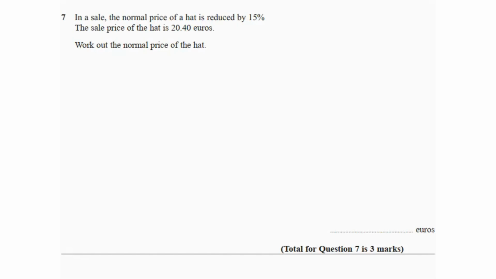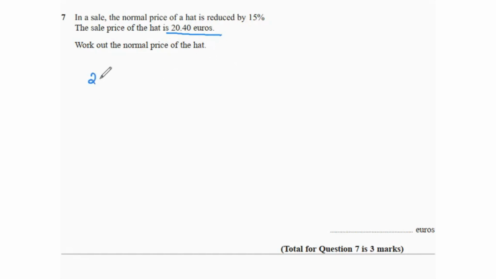So the first question says, in a sale, the normal price of a hat is reduced by 15%. The sale price of the hat is 20.40 euros. Work out the normal price of the hat. So if the price is being reduced by 15% and they've given us the sale price, that means this sale price basically represents 85% of the normal price.